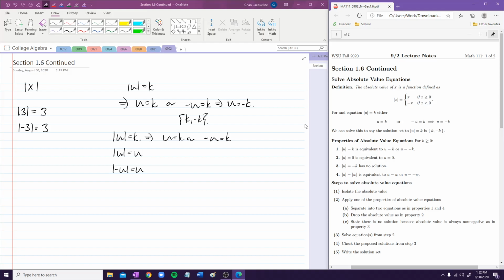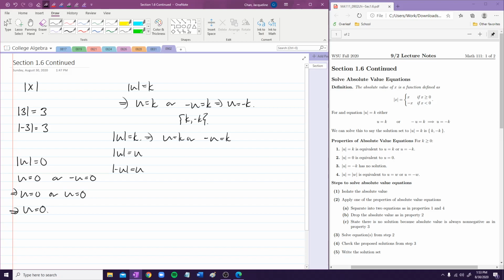All right? So the second one, the absolute value of u is equal to 0. This is equivalent to u is equal to 0. So let's think about this. If I used even the first property, or just the definition, then I get u is equal to 0 or negative u is equal to 0. So I get u is equal to 0 or u is equal to 0. Therefore, since they're both the same, u is equal to 0.